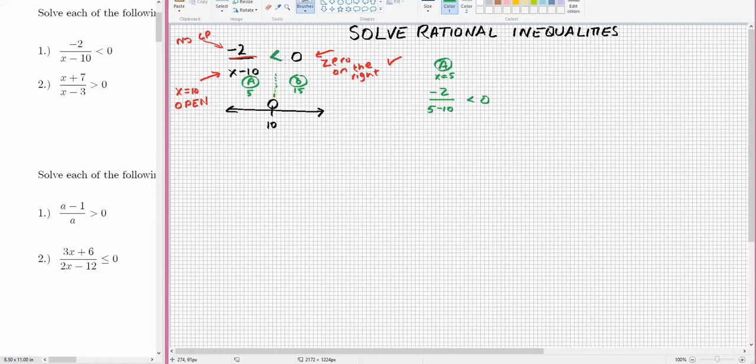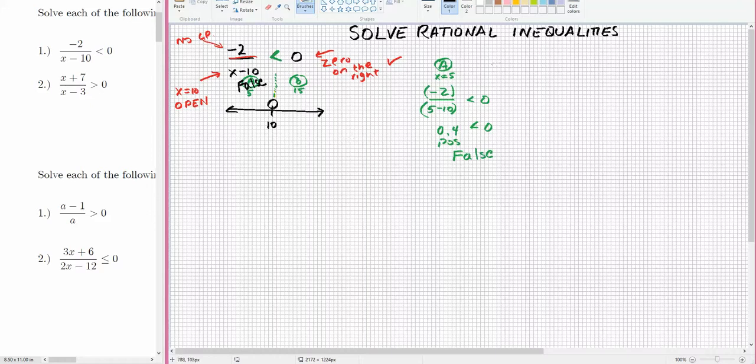Less than 0. All right, so go ahead and type this in your calculators. Make sure that you use parentheses. Now, I typed it in the calculator and I got 0.4. Now, the question is, is this less than 0? This is a positive number. So no, it's not less than 0. So this is false. For this region, we have a false statement.